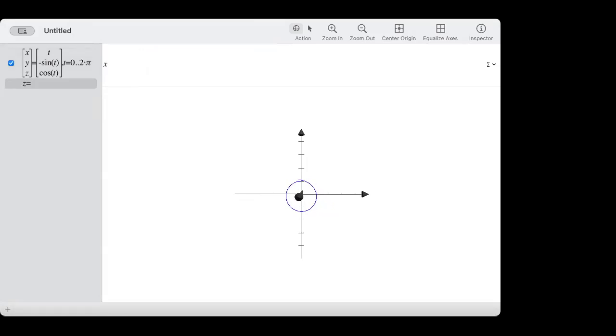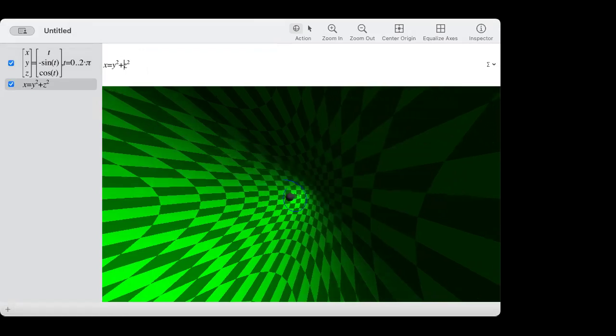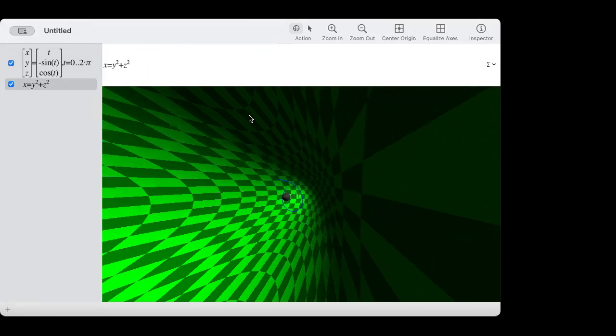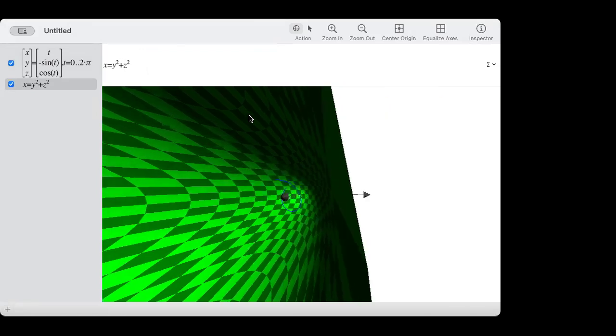Let's add the cylinder. X equals y squared plus z squared. I need the plus between them. No. That's not a cylinder, that's a paraboloid. Why is that a paraboloid? Because I wrote it x equals.